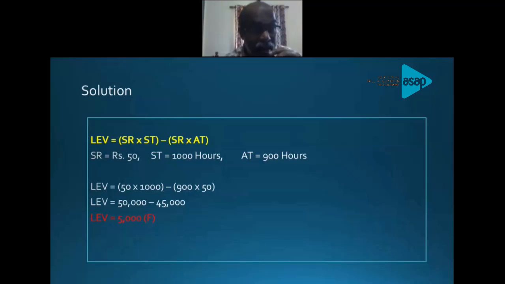We are checking the labor efficiency. The efficiency variance here is 5,000. It is favorable because the actual time taken for completing the job is lower than the standard time. Efficiency variance is over. Hope you have a good understanding of labor efficiency variance.